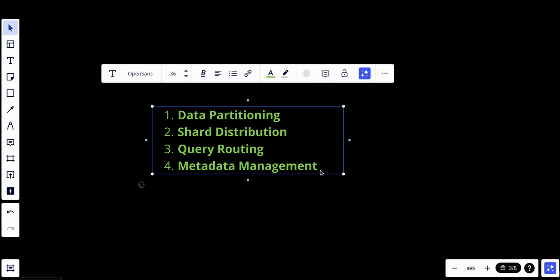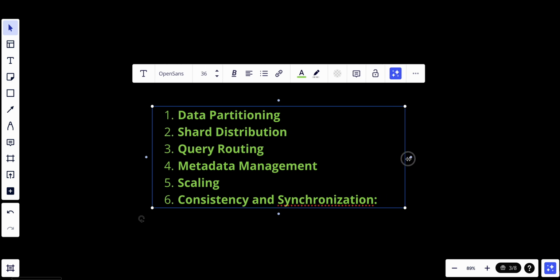We have the scaling. As the dataset grows or query loads increase, you can add more shards and corresponding database servers. Sharding provides a straightforward way to horizontally scale your database infrastructure. We have the consistency and synchronization. To ensure data consistency across shards, you may implement a mechanism for distributed transactions, data replication, and synchronization between shards. These mechanisms vary based on the database technology and architecture used.